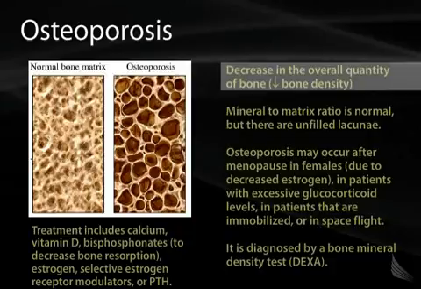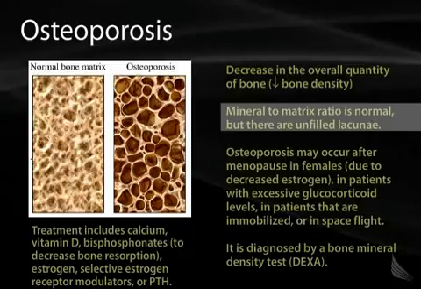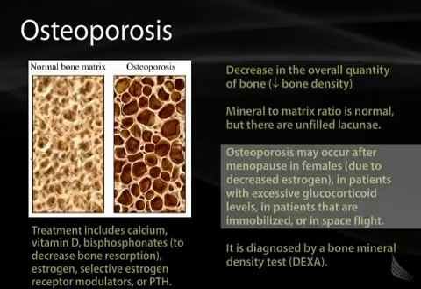Osteoporosis is an overall decrease in the quantity of the bone itself, so a decrease in bone density. And as shown in this slide, you see that there are lots of holes in the bone matrix, and normal matrix should be ossified nicely, whereas in osteoporosis, those bone matrices are thinned out because the density of the bone is decreased. The mineral to matrix ratio is normal, but there are lots of unfilled lacunae.